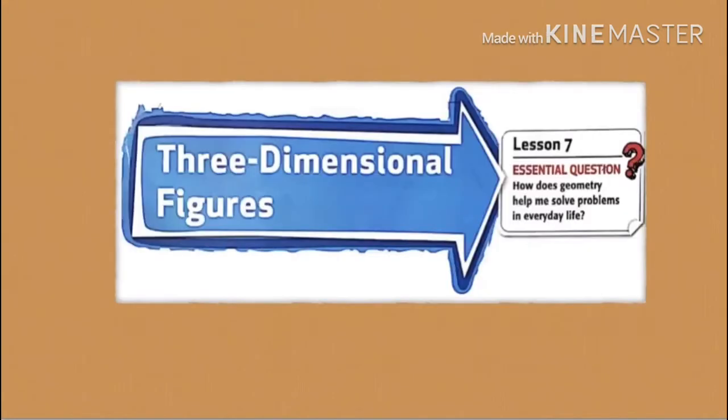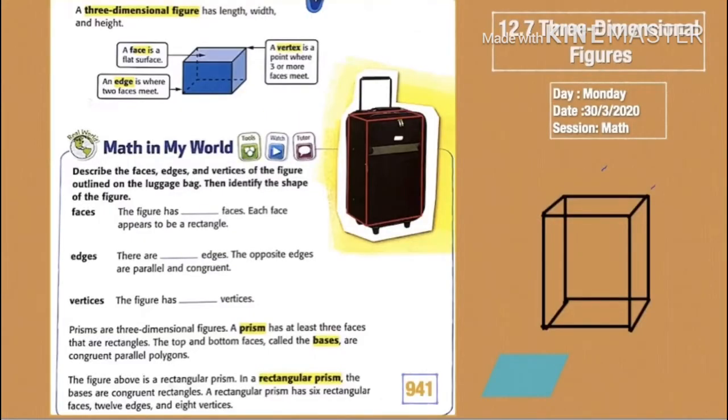Alright, I'm going to go ahead and do lesson number 7 for chapter 12, and this is three-dimensional figures. If we are looking here at our page, which is 941, at the top, we have some key vocabulary. A three-dimensional figure is highlighted in yellow. Everything highlighted in yellow is your vocabulary terms for this lesson.